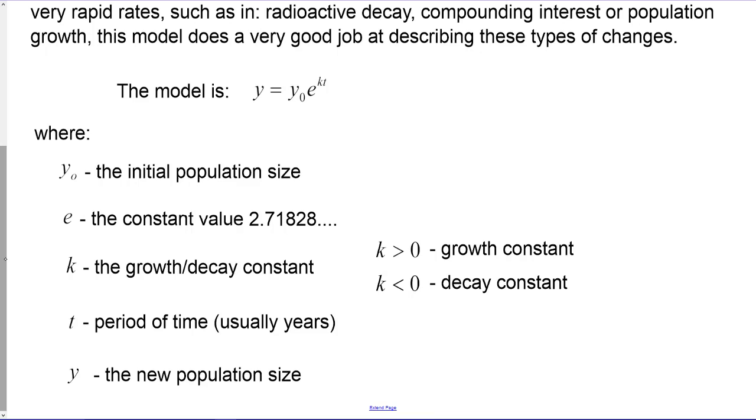A lot of times we'll use this model as a function, so you may see me express it as y of t equals y sub 0 e to the kt, and this is the exact same model. I'm just expressing it as a function so that I can plug in some amount of time that's passed in order for the population size to grow. It means the same thing.